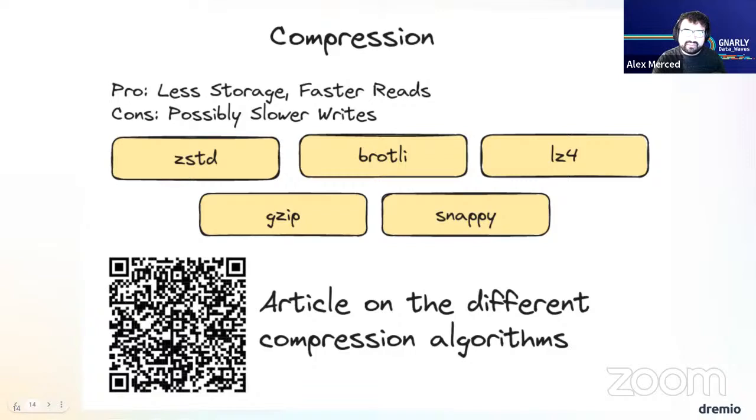Now, if you want to read an article that I wrote about the different compression algorithms, it's located right here at this QR code, if you'd like to see the trade-offs between the different compression algorithms.